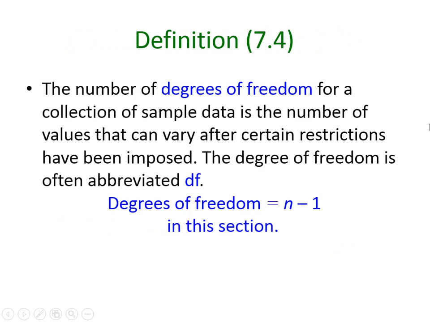The number of degrees of freedom for a collection of sample data is the number of values that can vary after certain restrictions have been imposed. The degree of freedom is often abbreviated as DF. In this section, our degrees of freedom is the sample size minus 1. Degrees of freedom comes from the fact that if you go back and try to take your sample statistics, how many pieces of data do you have to have before you know all of them?